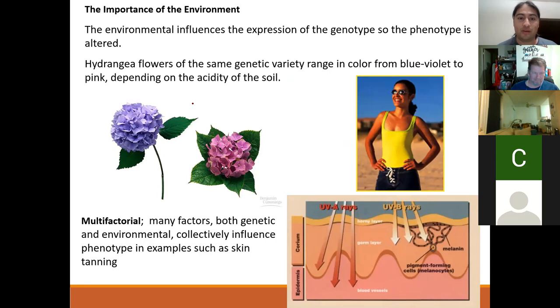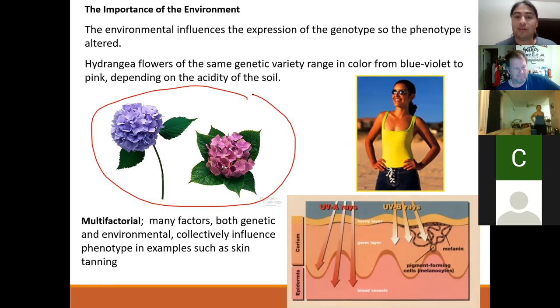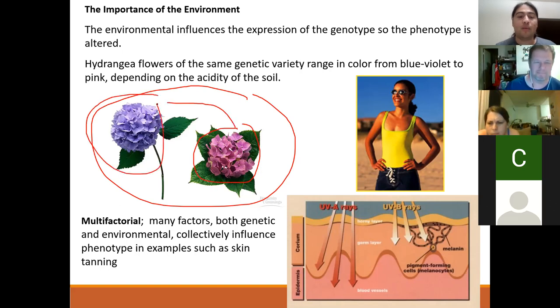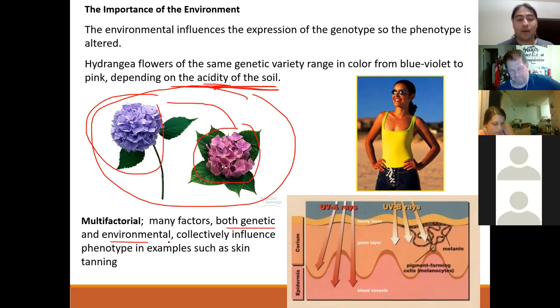Environmental factors are going to influence expression of a genotype, as we spoke before with gene expression. Say you see these plants planted in a garden like this one. Sometimes it's not only the gene that is going to be, oh, this one has a recessive and this one is dominant, but actually the acidity of the soil is going to affect the gene expression as well. So there are going to be a lot of factors, both genetic and environmental, and collectively, as it says over here, they're going to influence the phenotype.